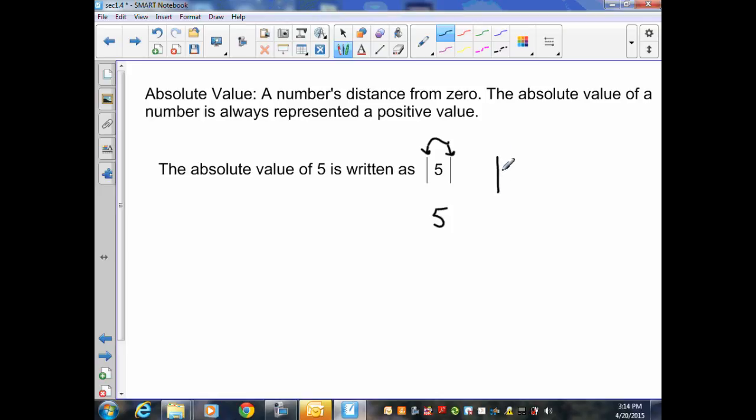Another one would be the absolute value of -7. The absolute value of -7 is 7. And when I perform the operation or take the absolute value of a number, the symbols go away. The absolute value of 5 is 5. The absolute value of -7 is 7. It's 7 units away from 0.